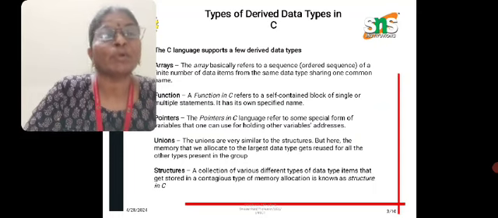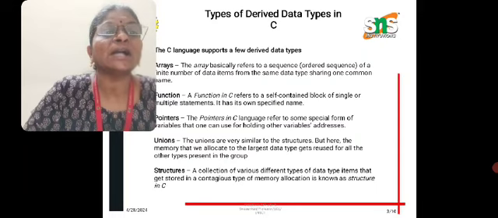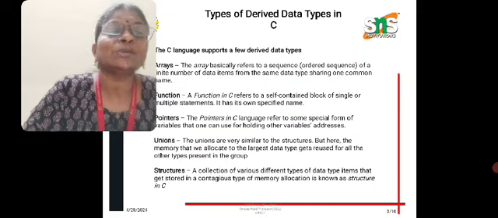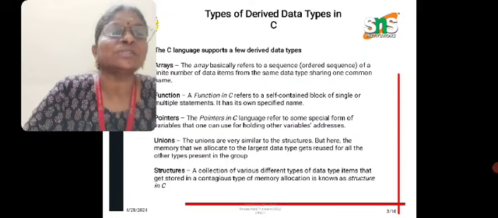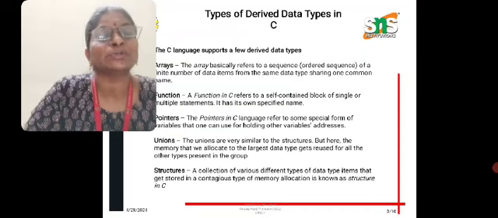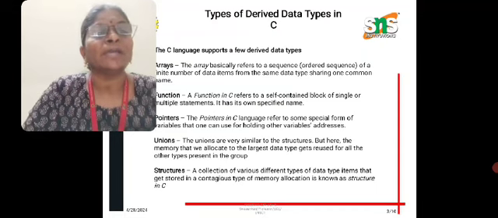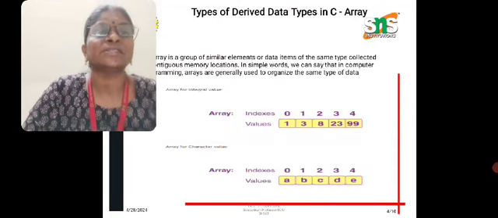The next one is pointers. Pointers in C language are a special form of variables that one can use for holding other variables' addresses. Next is unions. Unions are very similar to structures, but here the memory allocated to the largest data type gets reused for all the other types present in the group. Structures: a collection of various different types of data items stored in a contiguous memory allocation is known as a structure in C.